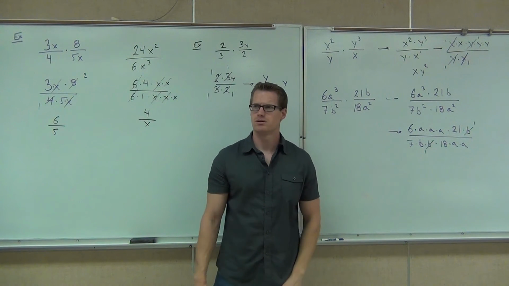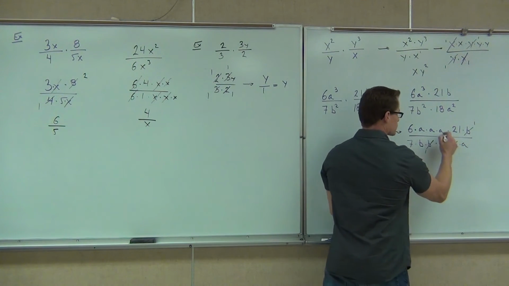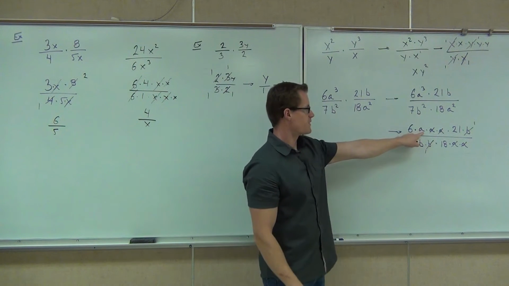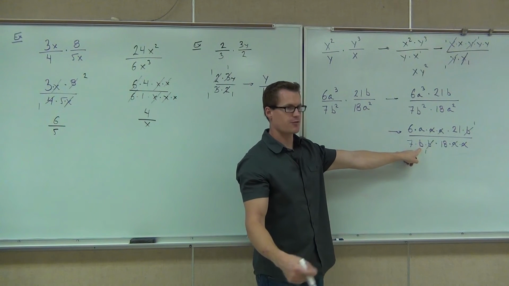What else? A's. How many a's? Two. So let's do this one. Good on our a's. Do we simplify this a? No. Can we simplify this b? No. So those are going to be remaining in my fraction at the end.